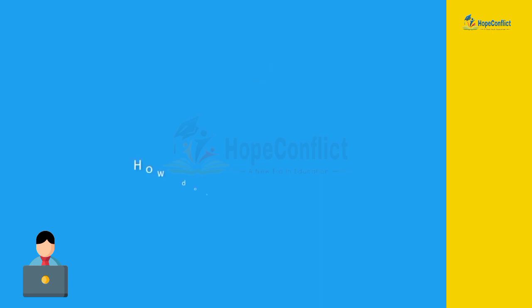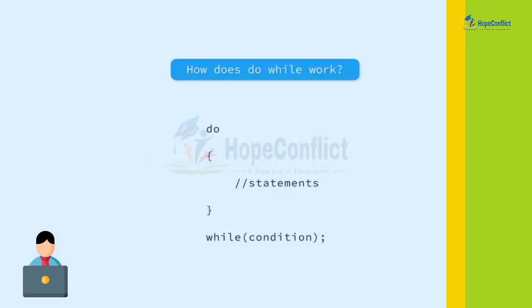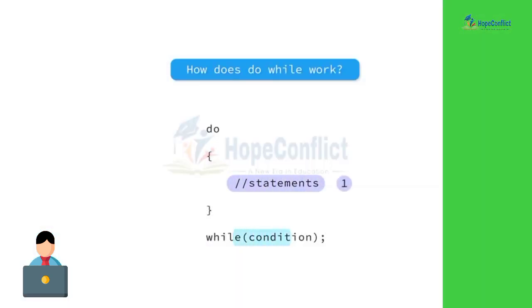Now let us see how do-while works. So it will execute the statements first and then check the condition. And if it is true, the statements will be executed again and then it will check the condition again. Suppose it is true again. So the statements will be executed and the condition will be checked. Now suppose the condition is false. So it will come out of the loop. So in each iteration, the statements will be executed first and then the condition will be checked.